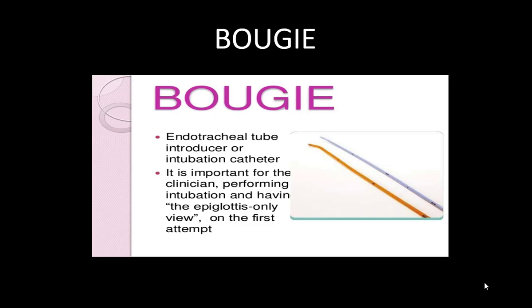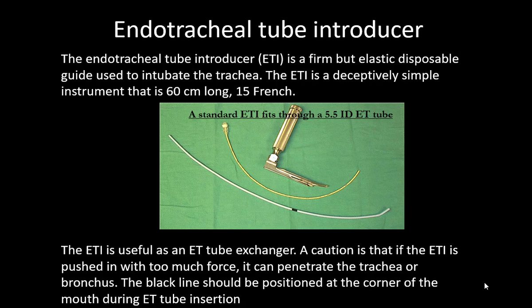Now bougie, it is also called endotracheal tube introducer. It is a semi-rigid catheter with a curved tip. It is 160 centimeters long and 15 French in size. So we use it when there is a difficult glottic opening.